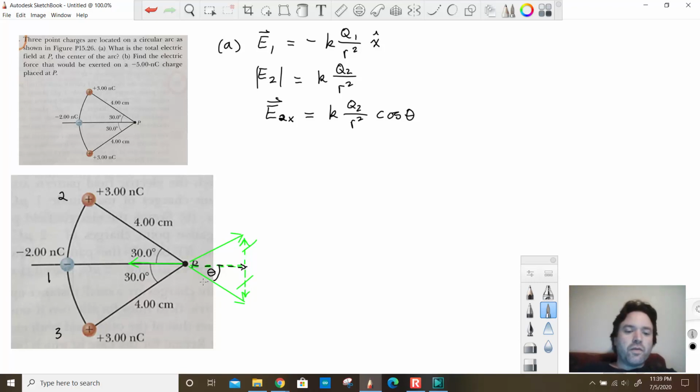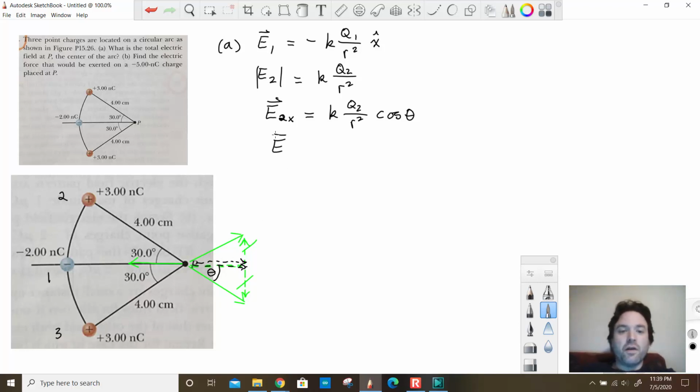So that component then, these lines are parallel and the x-axis is parallel. This theta must be 30 degrees. So, okay, we have now the x component of the E field due to charge 2. We also know by symmetry that we have 2 of them, right? One due to charge 3.